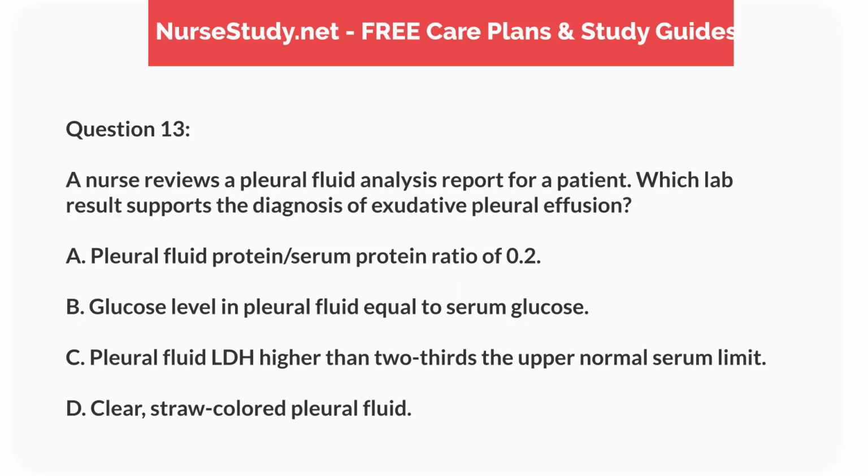Question 13. A nurse reviews a pleural fluid analysis report for a patient. Which lab result supports the diagnosis of exudative pleural effusion? A. Pleural fluid protein to serum protein ratio of 0.2. B. Glucose level in pleural fluid equal to serum glucose. C. Pleural fluid LDH higher than 2/3 the upper normal serum limit. D. Clear, straw-colored pleural fluid.